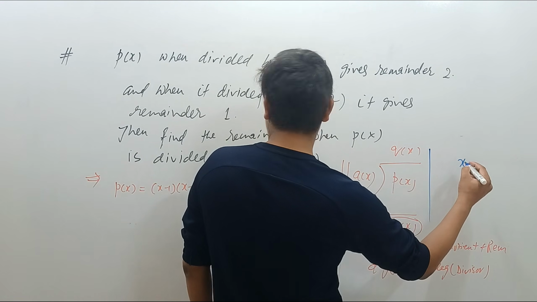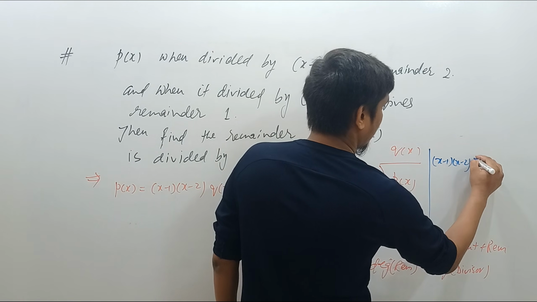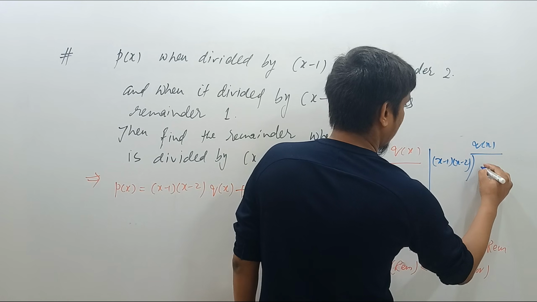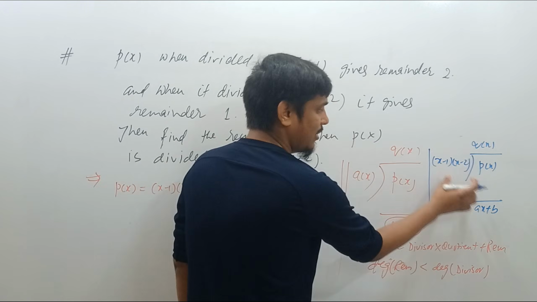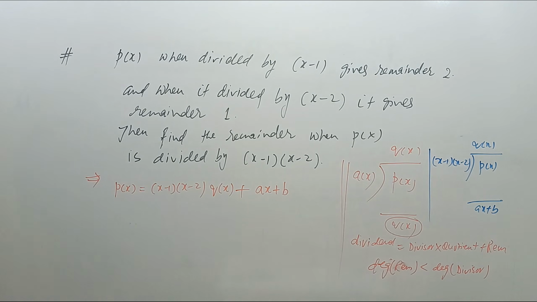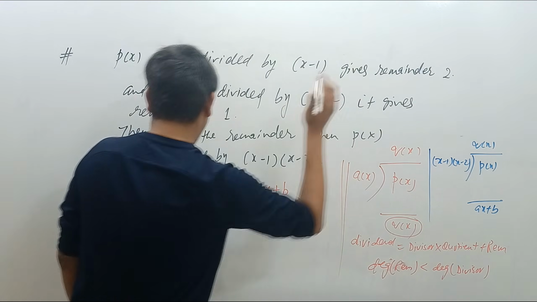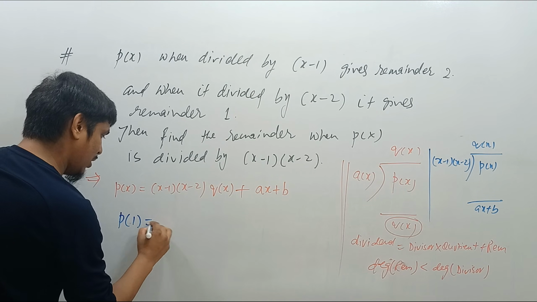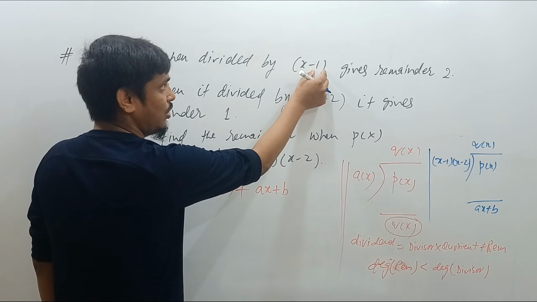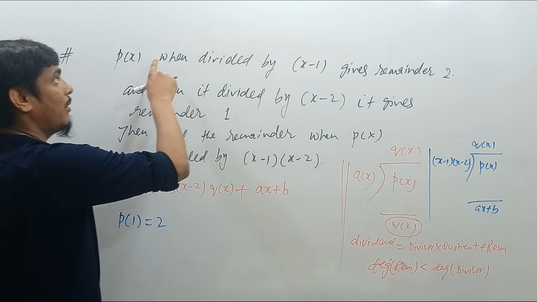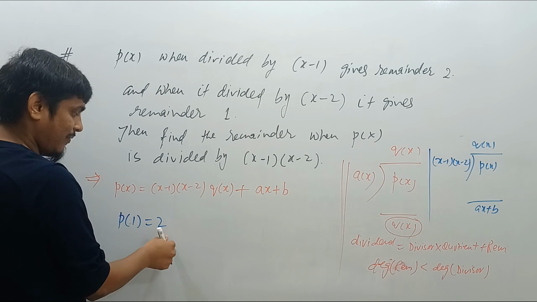So you can see that when we are dividing this polynomial by (x minus 1) times (x minus 2), we get some quotient, and the remainder is linear, because the divisor is a quadratic. Now what is given: when p(x) is divided by x minus 1, it gives remainder 2. It means p(1) is equal to 2.